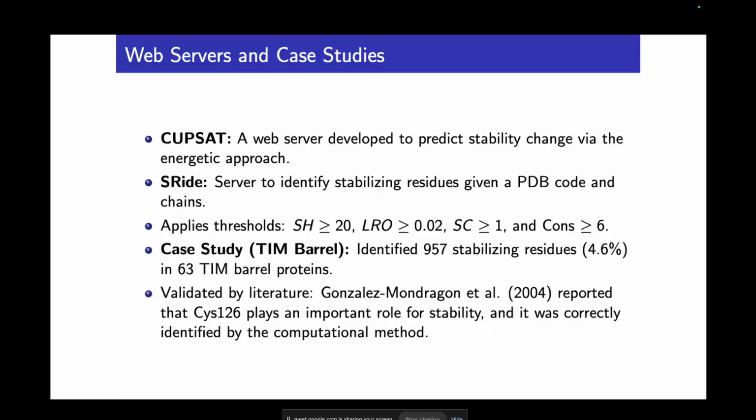This particular paper did an analysis on that. For example, it took the cis126 mutation, mutated it, and showed that it plays an important role for stability, and it was correctly identified by the computational method. The stabilizing residues were also functionally validated in wet lab conditions. That is important, because it is a validation that your computation method has worked.